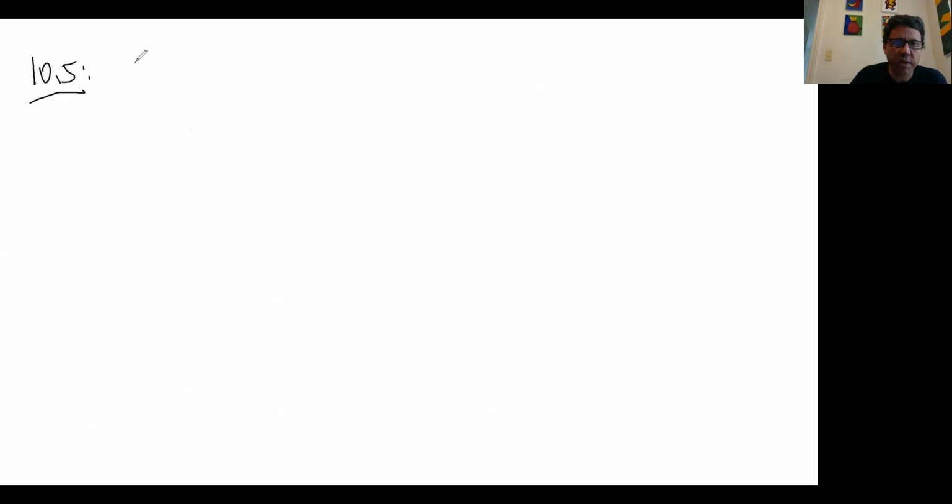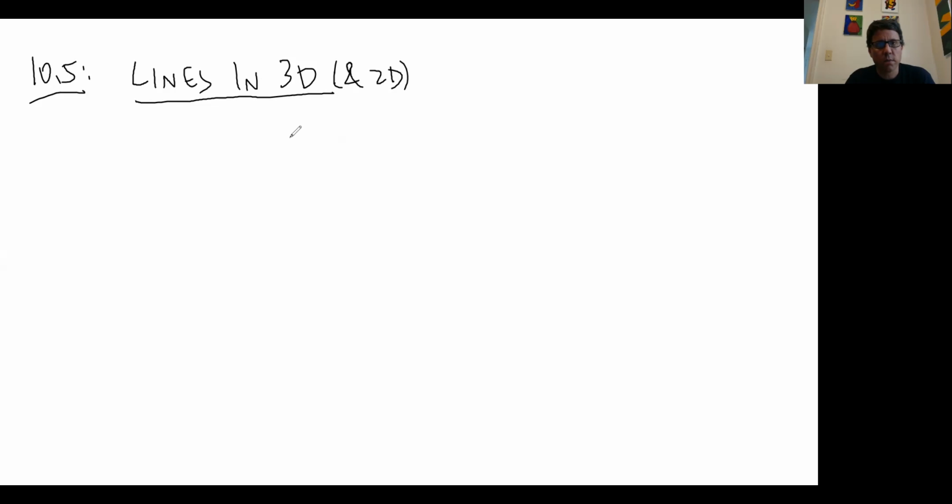Okay, so 10.5 is lines in space, lines in 3D. And this still holds for 2D, and we'll show how they connect. The new formulas connect with the old one. It's not going to be y equals mx plus b, or ax plus by equals c, or something like that, but lines in 3D are not going to work so well. Not as much as you expect. So let's just see here.